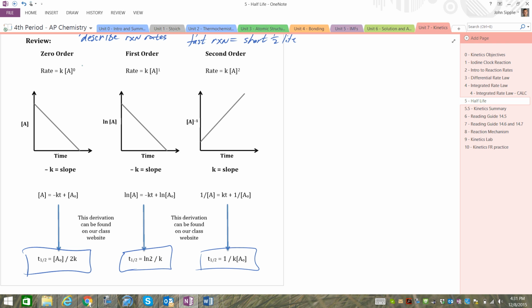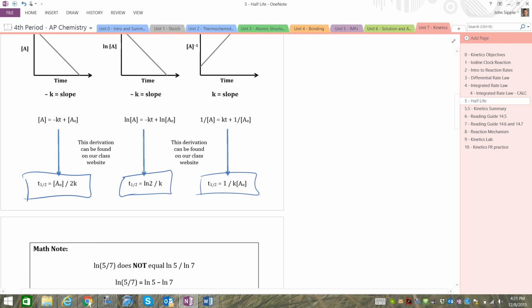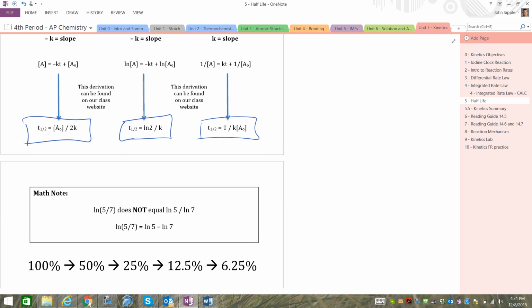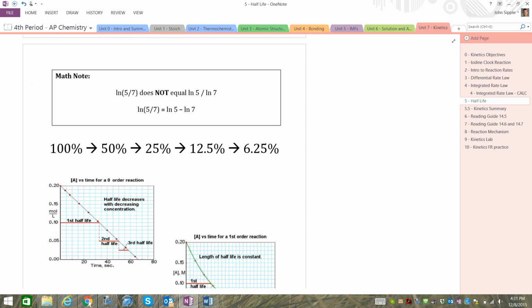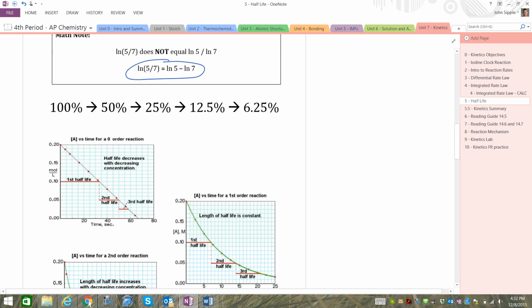Okay, so let's take a look at some graphs. Actually, before we do that, a quick math note. If you have a fraction in a natural log, which does pop up from time to time, keep in mind that the natural log of 5/7 does not equal the natural log of 5 divided by the natural log of 7. It actually equals the natural log of 5 minus the natural log of 7. So just be careful with that when we move forward.